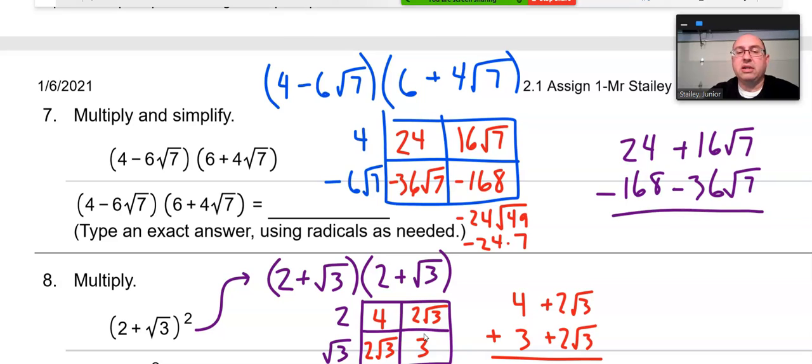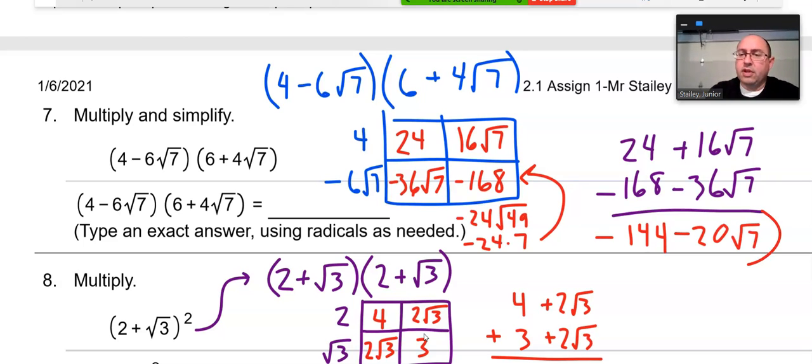And then in the last box, negative 24 radical 49, which is negative 24 times 7. And negative 24 times 7 is negative 168. So I can add the 24 and the negative 168, and that's going to give me a negative 144. And I can add the 16 radical 7 and the negative 36 radical 7 and that gives me negative 20 radical 7. So that's your final answer on this question.